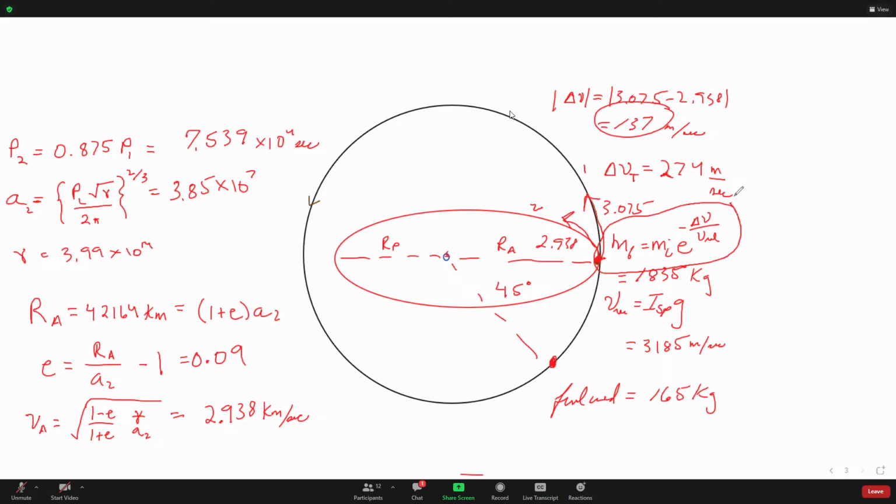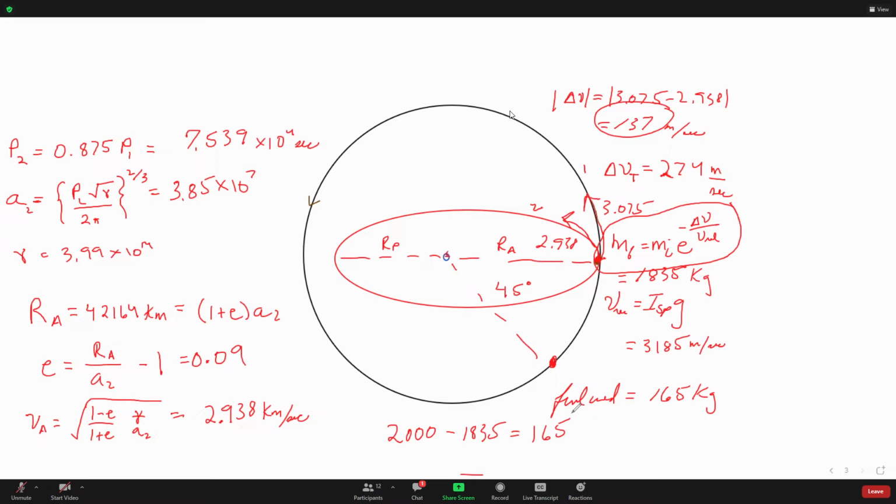Okay. And how do you calculate the fuel used at the end? Oh, well, I started out with 2,000 kilograms. I end up with 1,835. That means I must have used up 165 kilograms. Oh, okay. Thank you. You're welcome. Good. Okay. Well, this is complicated. I admit this is complicated.